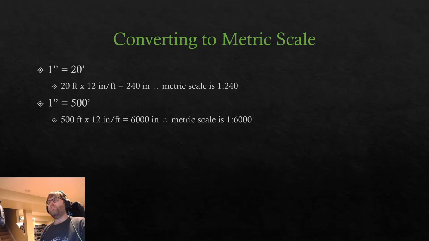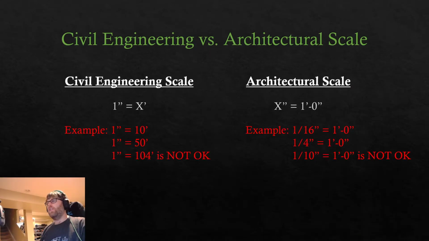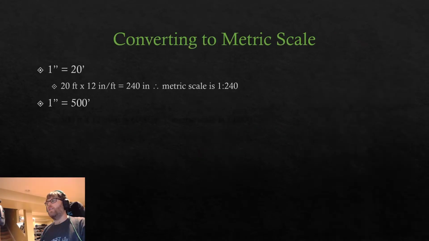Remember, if you're using a metric scale, you're not putting any units on it. So that's another common mistake between, say, the civil engineering scales. You may end up saying 1 equals 240. You're mashing up either the architectural and civil with the metric. Metric has a colon.